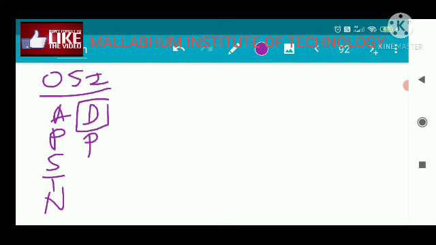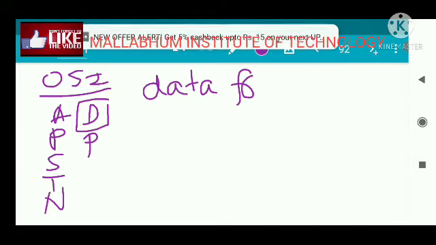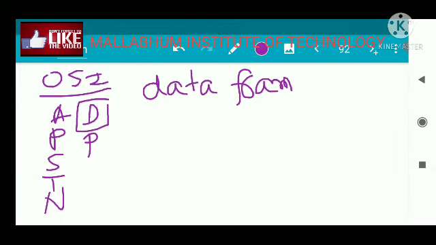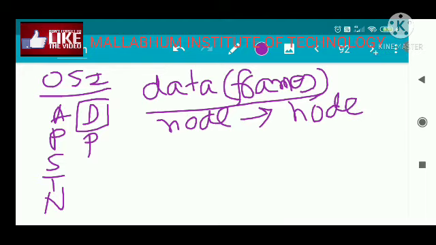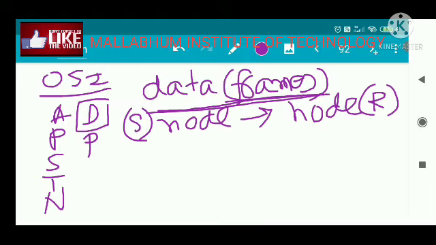Now this data link layer is responsible for moving the data, or the frames. The data is actually transferred in the form of frames. It is responsible for moving the data or the frames from one node to another node. So this is your sender node and this is your receiver node.